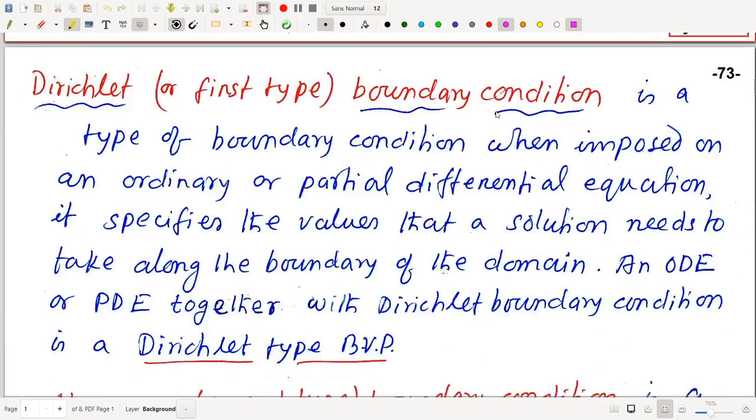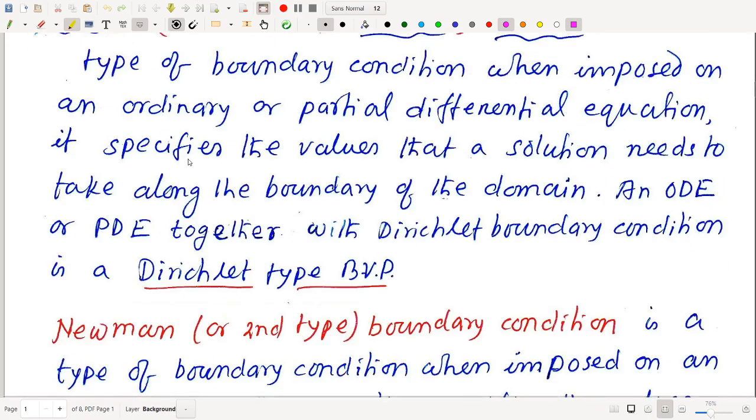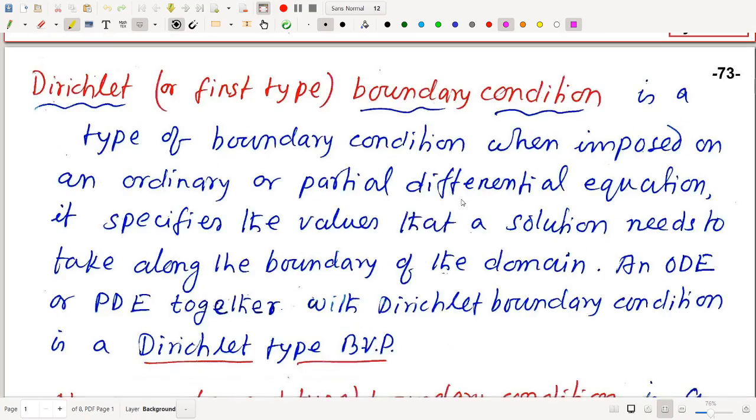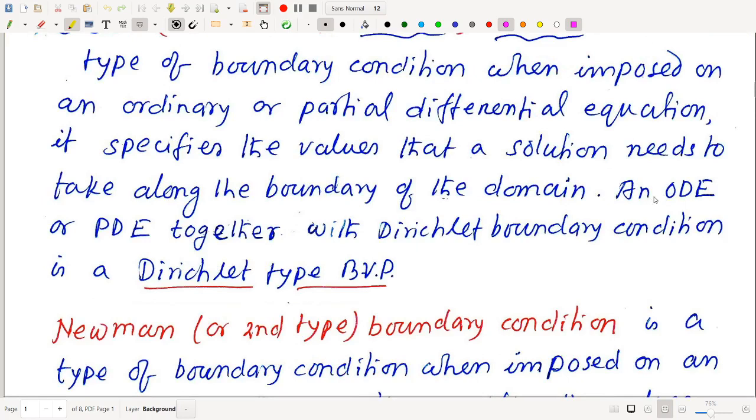Now, Dirichlet boundary condition or first type boundary condition is a type of boundary condition when imposed on an ordinary or partial differential equation, it specifies the values that a solution needs to take along the boundary of the domain. That is, for one dimension it may be at the endpoints of the interval, and for two-dimensional, three-dimensional along the boundary of the surface represented by the solution. An ordinary differential equation or partial differential equation together with Dirichlet boundary condition is a Dirichlet type boundary value problem.